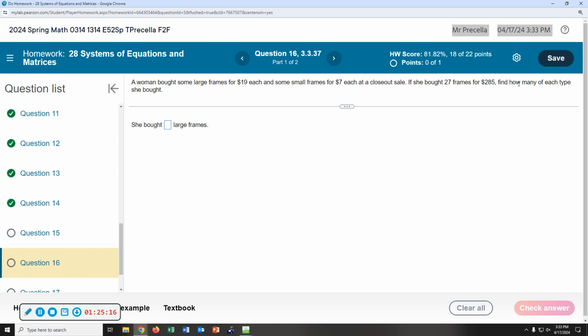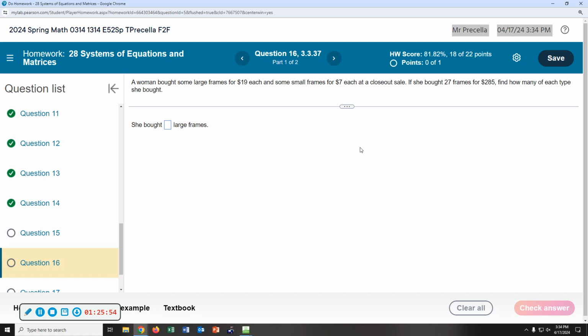A woman bought some large frames for $19 each and some small frames for $7 each at a closeout sale. If she bought 27 frames for $285, how many of each type? Find how many of each type she bought. I think these are picture frames. Why would you need to buy 27 picture frames? Maybe she owns a gallery.